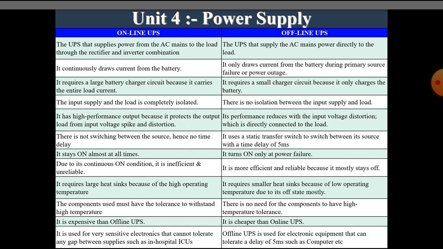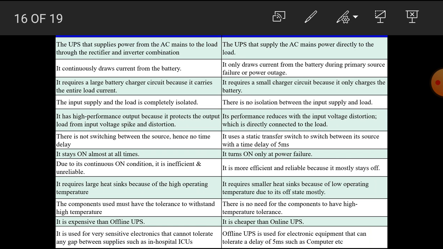Let's see the basic difference between online UPS and offline UPS. The UPS that supplies power from AC mains to the load through the rectifier and inverter combination is called the online UPS, while the UPS that supplies the AC mains power directly to the load is known as offline UPS. Online UPS continuously draws current from the battery, while offline UPS does not draw current from the battery except during the primary source failure or power outage.